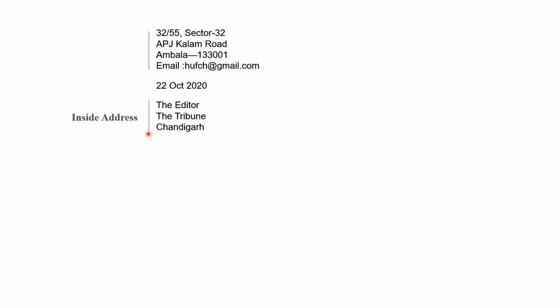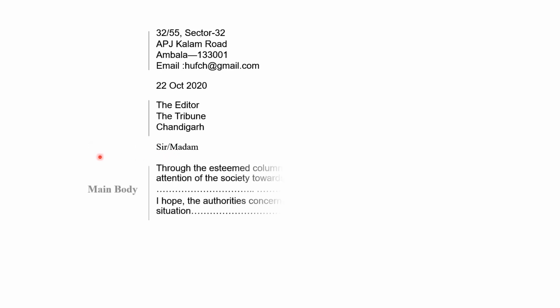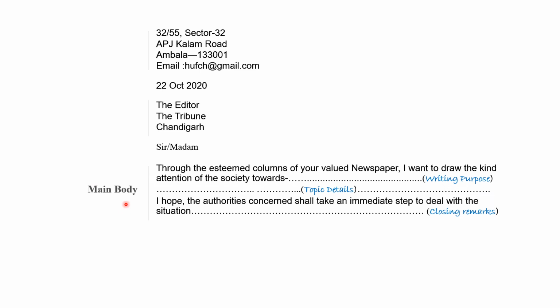After we have completed the inside address, we start writing the salutation. Salutation means giving regard to the person to whom we are writing. It may be sir, may be madam. However, we have to mention both sir as well as madam. Then we start with the main course of the letter to the editor.